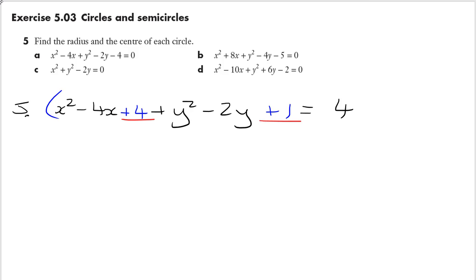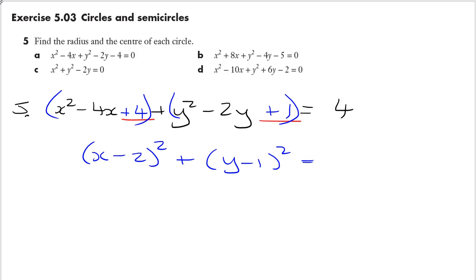We can now factorize that part, factorize this part. So that should give us x minus 2 all squared. This will give us y minus 1 all squared, and that'll equal 4. So from that now we can get the center. Our center coordinates will be x equals 2, y equals 1, and the radius there will be the square root of 4, which is 2.